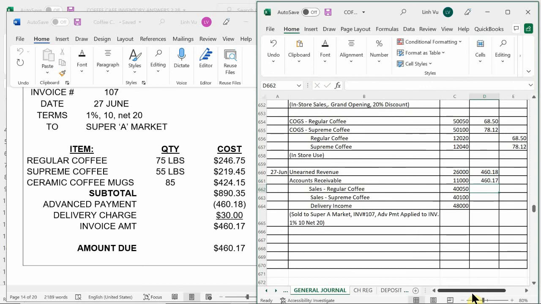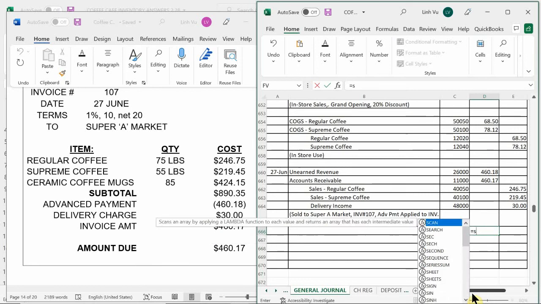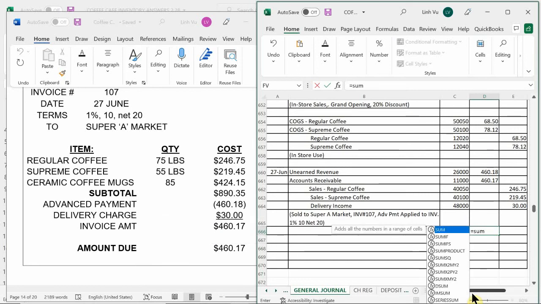Okay, and that we have an accounts receivable, right, because this is what we billed them for, $460.17. Okay, we sold to them the regular coffee for $246.75, and we sold them the Supreme coffee for $219.45. And again, we charged them $30 delivery fees. Okay, so in this case, I need to test if my debits and credits match.